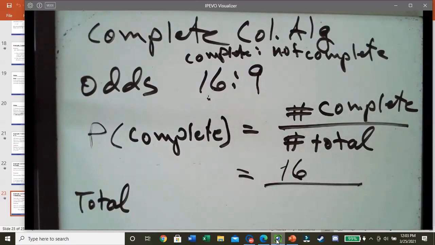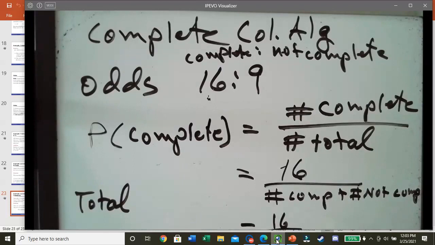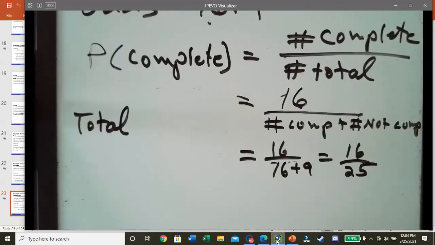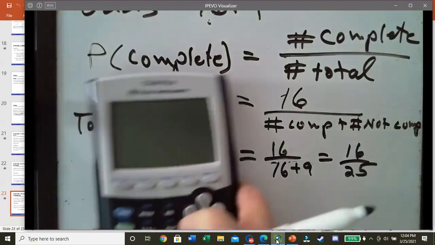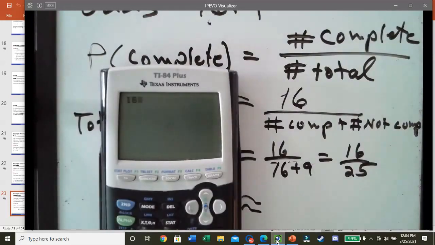I'm going to give you a minute to think of that one. It's going to be number completed plus number not complete. So that's going to be 16 over 25, because that's 16 plus 9, right? So we wanted to figure that out as a decimal. Put it in the calculator: 16 divided by 25. We get 0.64.